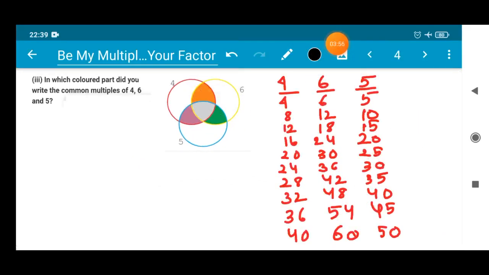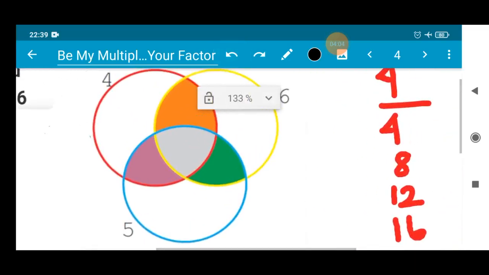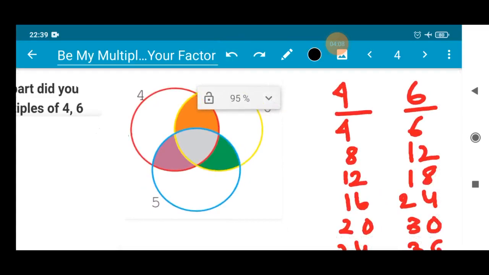In which colored part did you write the common multiples of 4, 6 and 5? I have already told you that in the gray part, that is in this part, you have to write the common multiples of 4, 5 and 6, right?